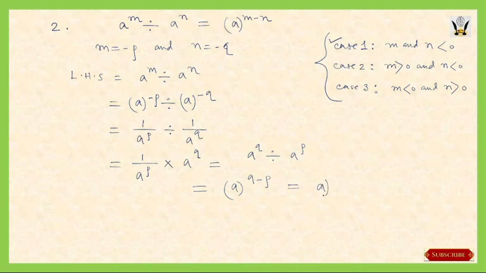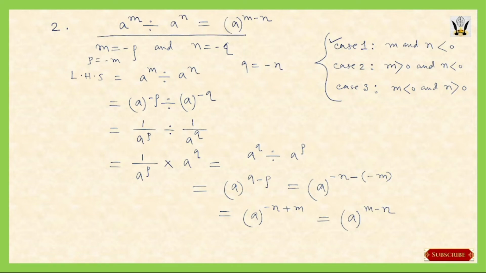Now here a to the power q minus p, what is that? n is equal to minus q, so q will be equal to minus n. So in place of q we can write minus n, then minus p, and p is what? p is minus m. Here p will be equal to minus m, so it will be a to the power minus n, and then minus minus it will be plus. That means finally it will be a to the power m minus n. So that's what we have obtained in case of positive integral exponent. So whether it is positive exponent or negative exponent, the second rule will be also followed.